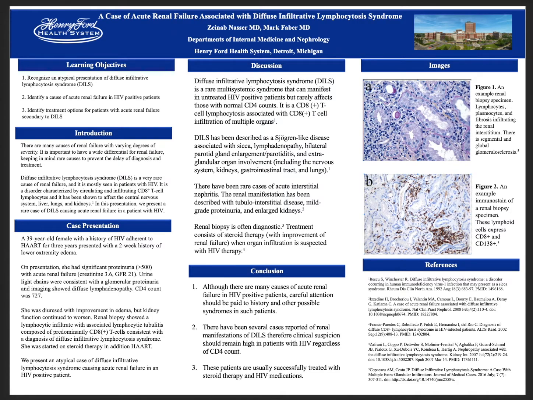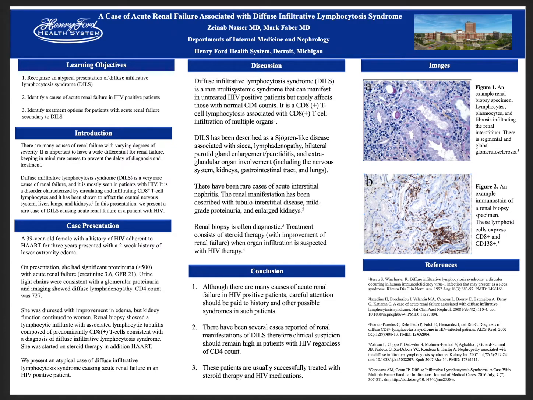organs. It's been described as a Sjogren-like disease associated with sicca, lymphadenopathy, bilateral parotid gland enlargement, and extraglandular organ involvement, including the central nervous system, the kidneys, the GI tract, and the lungs. There have been rare cases of acute interstitial nephritis. The renal manifestation has been described with tubulointerstitial disease, mild-grade proteinuria, and enlarged kidneys. Renal biopsy is often diagnostic.